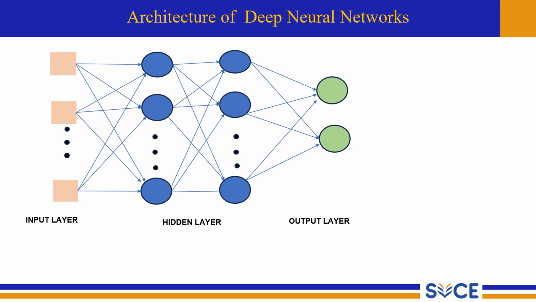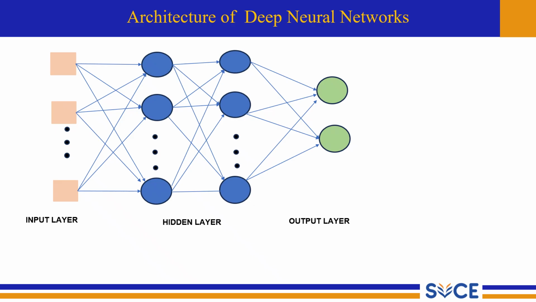And then the second one is the hidden layer. Here we have two hidden layers. The input layer passes the data to the hidden layers, represented here by the blue circles. These layers perform complex transformations on the data by applying weights and activation functions. Each neuron in the hidden layer is connected to every neuron in the previous and subsequent layers, allowing the network to learn the predictive patterns.